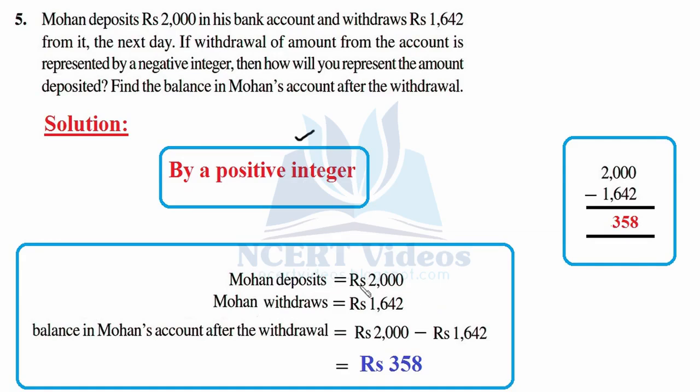So Mohan deposited 2000 and he takes out 1642. We have to subtract 1642 from 2000. When you subtract it, it is very easy. You can see here 10 minus 2 is 8, 9 minus 4 is 5 because a carry was given towards the right hand side. Now here also 9 was left. So 9 minus 6 is 3 and here 1 minus 1 is 0. So you can also write it here. Therefore, Mohan's account balance after withdrawal is 358. This was your fifth.